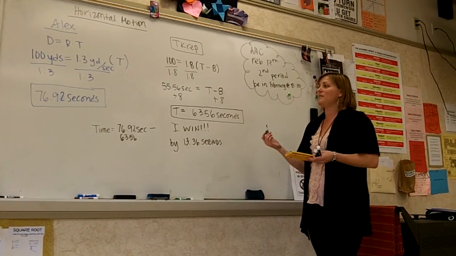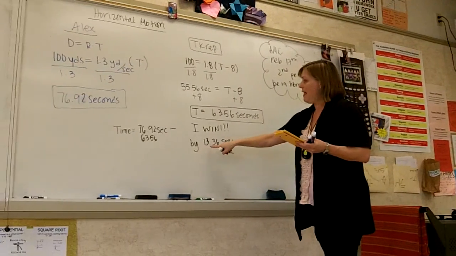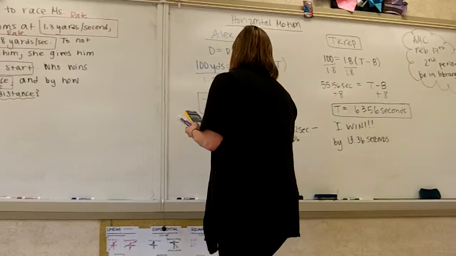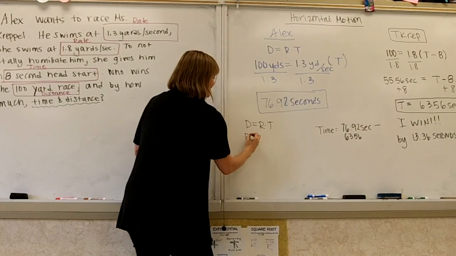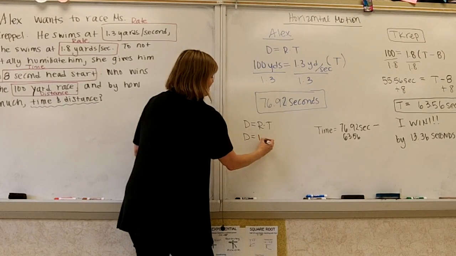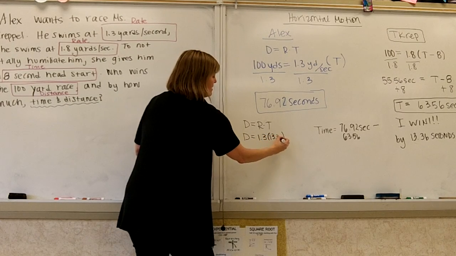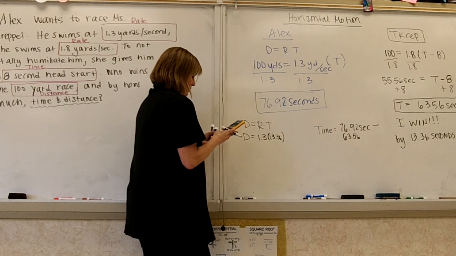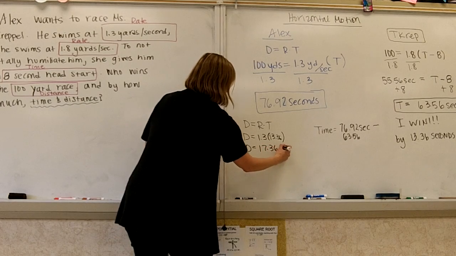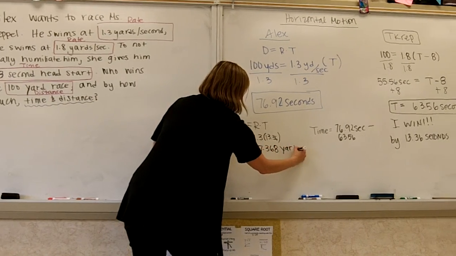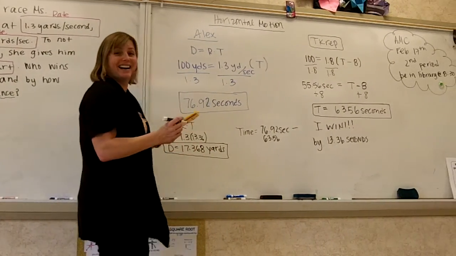And to figure out the distance that he still has to complete, now this is a time, and we know his rate, so distance, remember, is equal to rate times time. So the distance he still has to complete is his rate, which is 1.3, times the time that he still has to swim, 13.36, times 1.3. So he still has 17.368 yards to complete, which is maybe half of a lap. Well, I really crushed him.